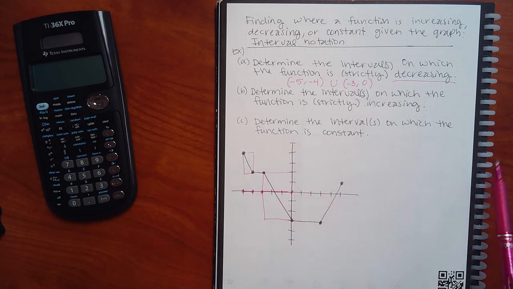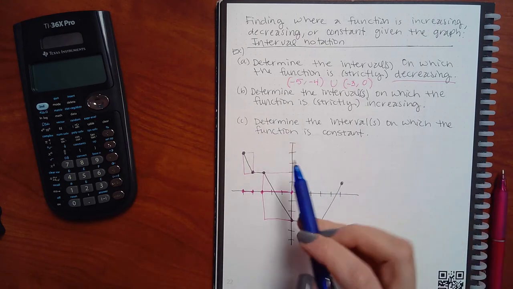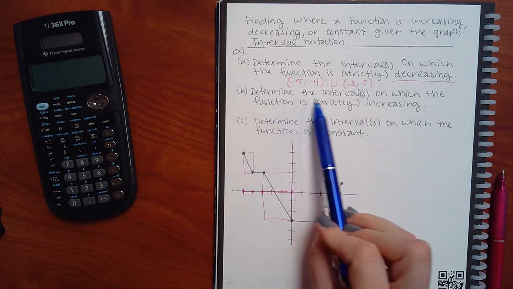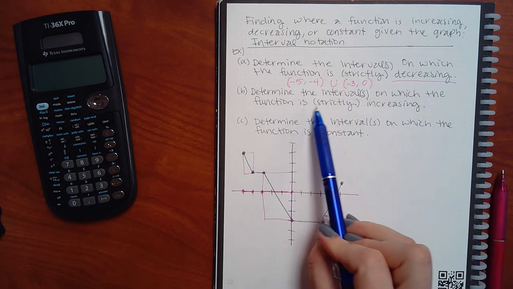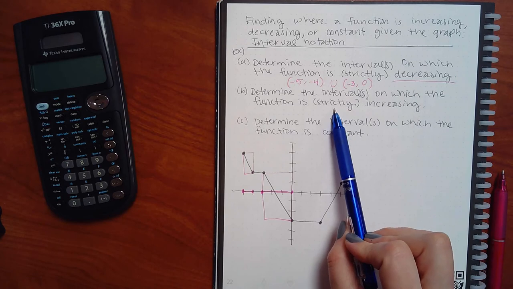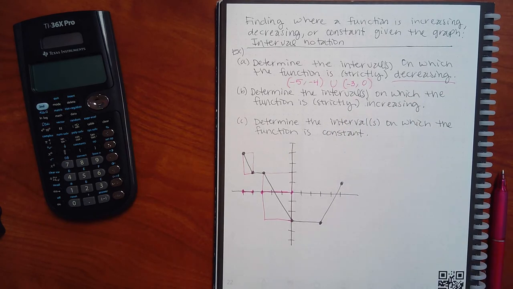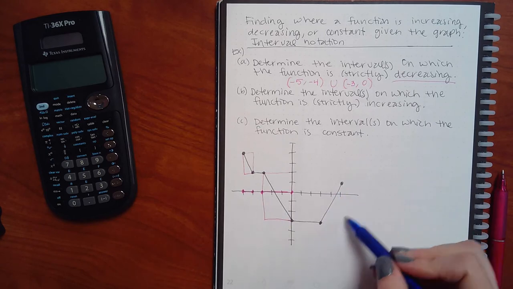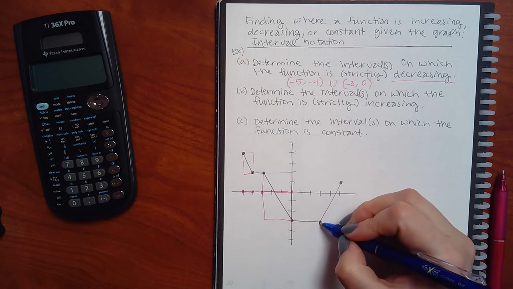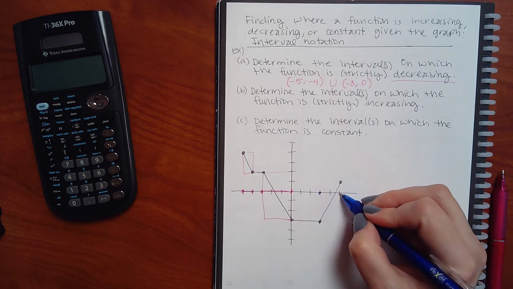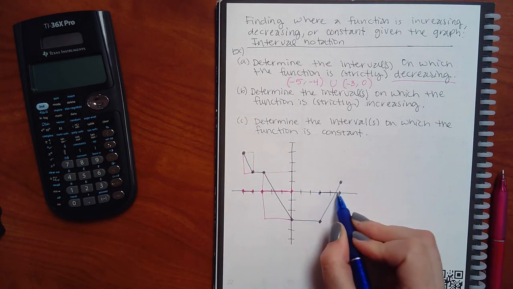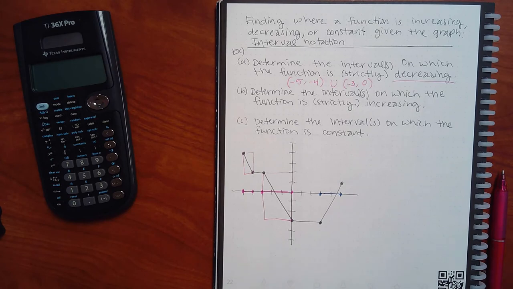So now let me choose a different color. If we look and it says, determine the intervals on which the function is strictly, or doesn't matter, increasing. So when am I going up from left to right? Well, that only happens in this spot, right? One time. So if I transpose that and I transpose this, it'll fill in everything there, but I only have one interval, right?